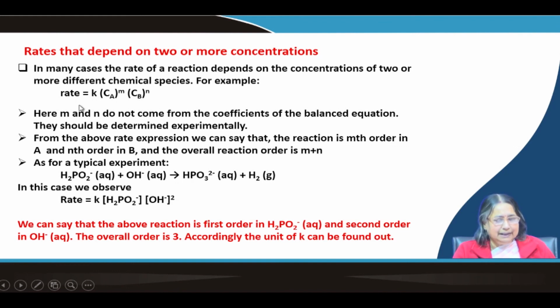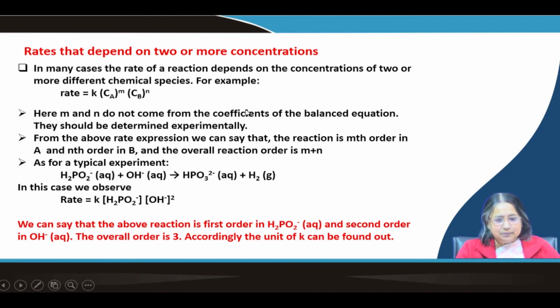You have to remember that m and n do not come from the coefficients of the balanced equation. It is not like m A plus n B giving product. It may happen like that, but it is not like that. They should be determined experimentally, m and n should be determined experimentally.